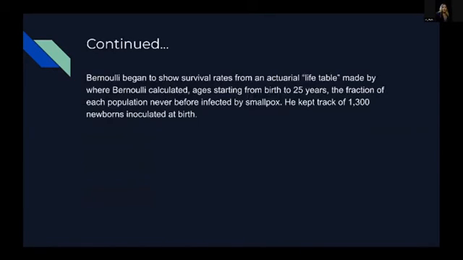Bernoulli showed in his model survival rates from an actuarial life table, which we will show you. Bernoulli calculated ages starting from birth to 25 years and the fraction of each population never dying from smallpox. He kept track of 13 newborns inoculated at birth.